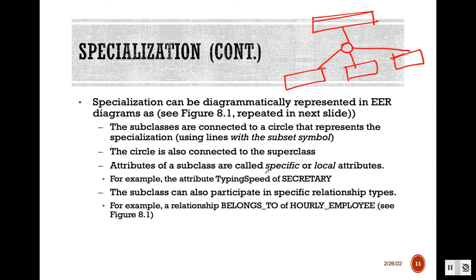The attributes of the subclass are specific or local attributes. Say we have employee, and we have engineer, technician, and secretary. The attributes that we have with the subclass are only specific to the subclass. These are the local attributes for each of the subclasses, say the typing speed of secretary.